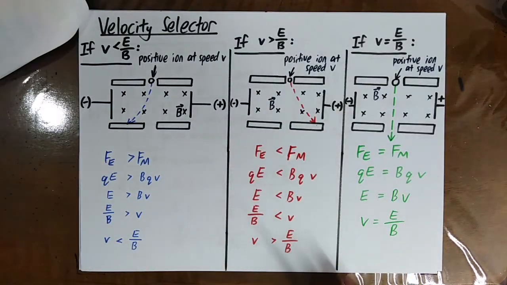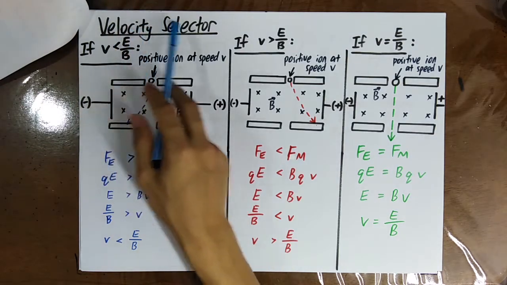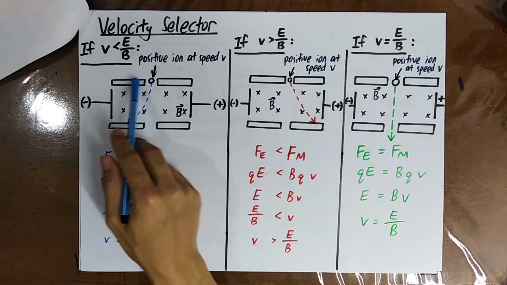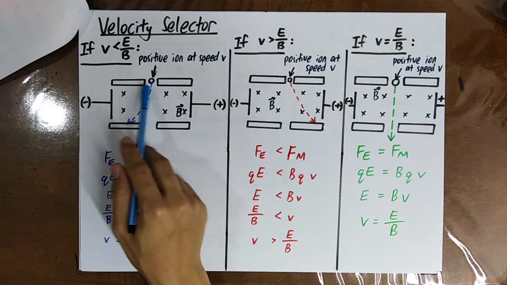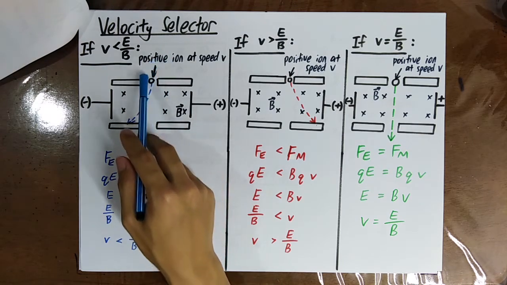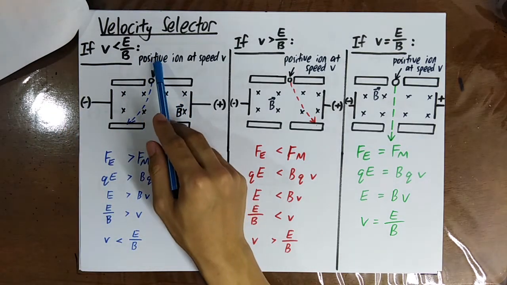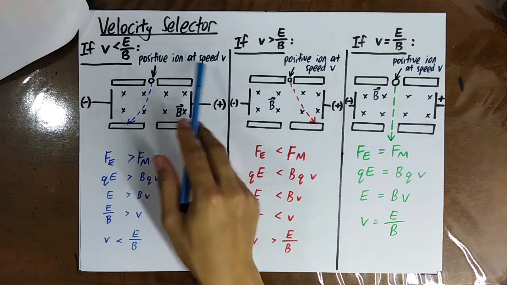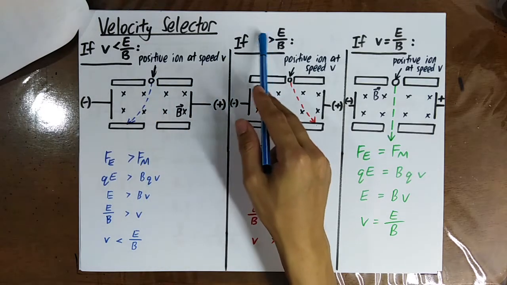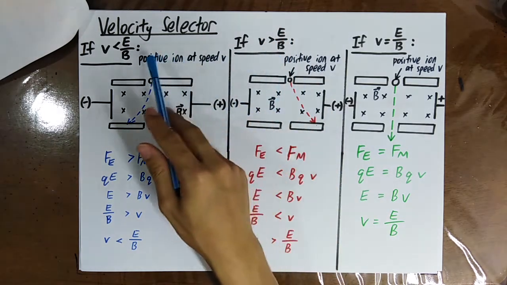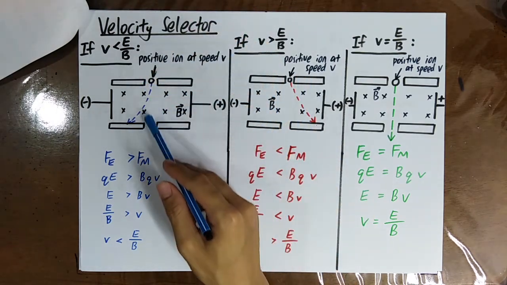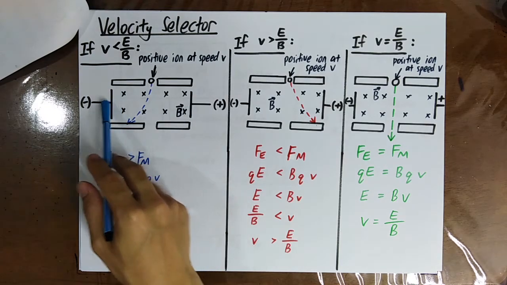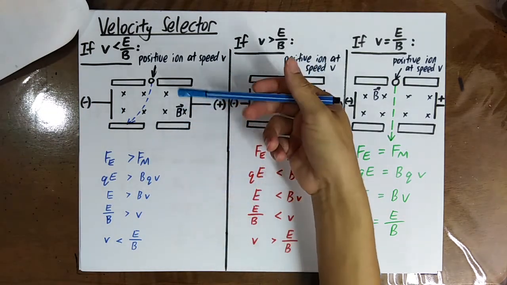Okay, after learning this, we now come to the velocity selector. So now, this is a wall, and in between the wall, there's a slit, a space within which the positive ion can come in. So let's say now the positive ion is coming perpendicularly at a speed V. If the speed is less than a certain value, or if the speed is greater than a certain value, then the positive ion cannot come out of the slit here. For example, in this case, this plate is positively charged and this plate is negatively charged. So you know that the electric field will point from here to here.